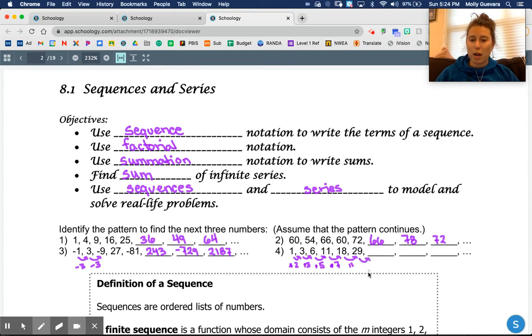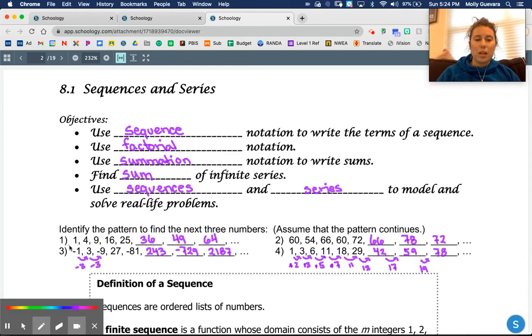So my next prime number after 11 is 13. So 29 plus 13 is 42. My next prime number after 13 is 17. So 42 plus 17 is 59. And then my next prime number after 17 is 19. So 59 plus 19 is 78. So here I'm just adding prime numbers.